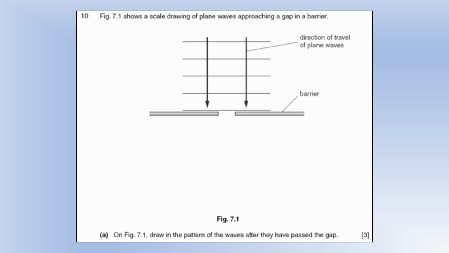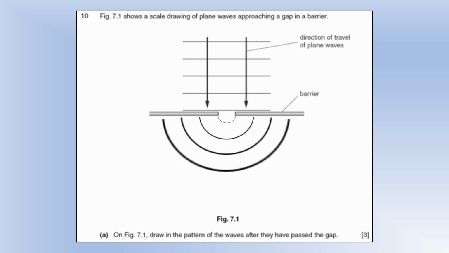Okay, so the diagram shows a drawing of plane waves, which means all the wave fronts are parallel to one another, approaching a gap in a barrier. Okay, so we can see the gap is about the same size as the wavelength. So we're going to get maximum diffraction. So we're going to get semicircular waves coming out, and the wavelength should still be the same. We haven't changed medium, so the wavelength shouldn't have changed, but we've now got these semicircular wave fronts. It's had maximum diffraction here.